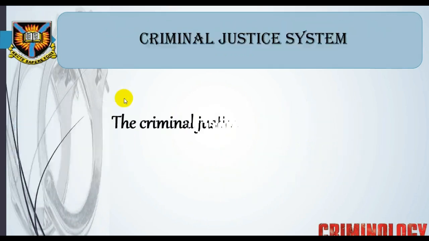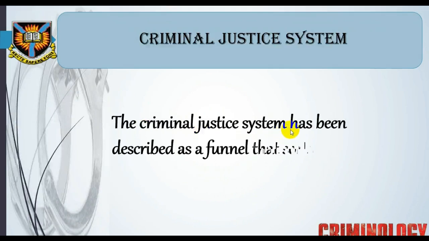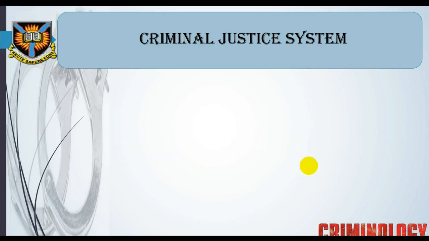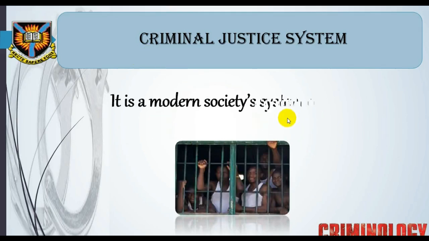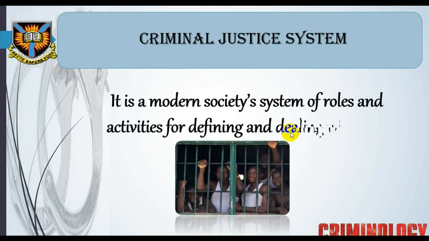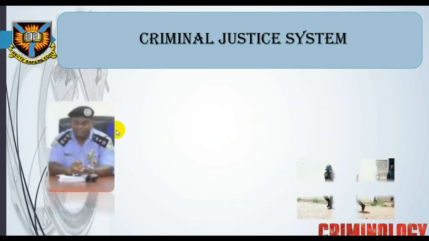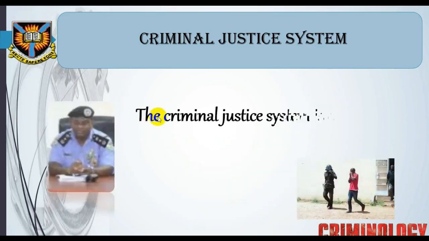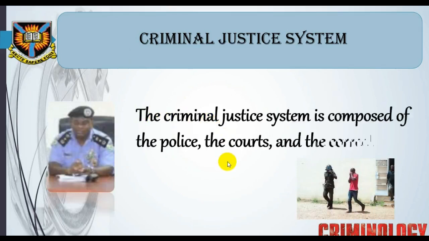Criminal justice system. The criminal justice system has been described as a funnel that sorts out cases. It is a modern society's system of roles and activities for defining and dealing with crime. The criminal justice system is composed of the police, the courts, and the correctional system.